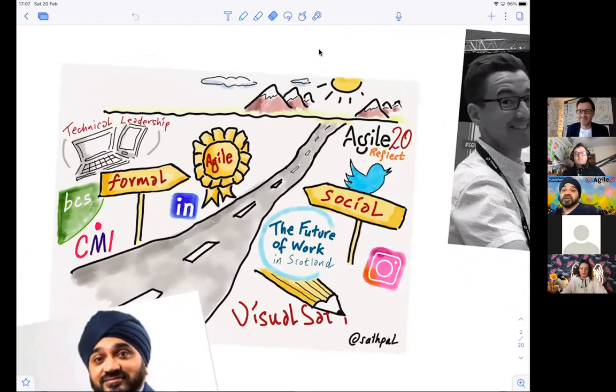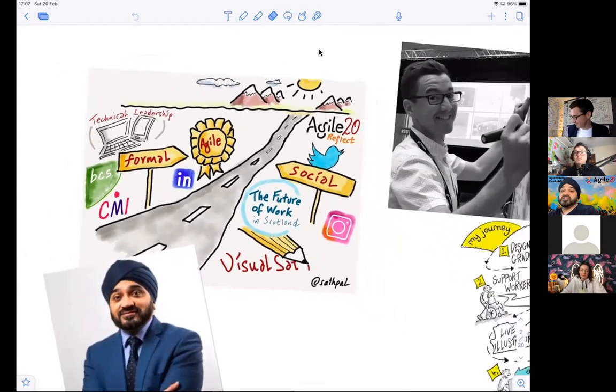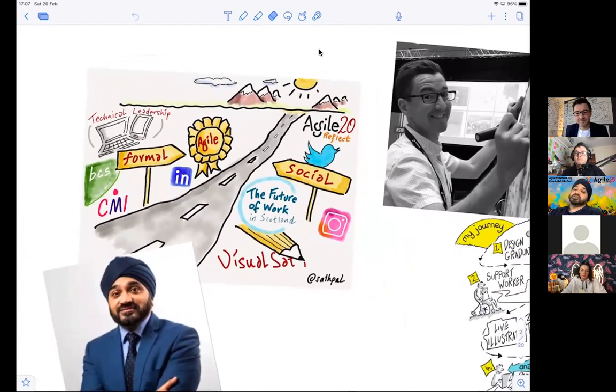I'm sure Stuart will touch on that type of idea later when we talk about visual thinking and visualization. So it summarizes my technology background. I've largely been in technology roles, technology leadership, my professional memberships, my commitment to Agile, and on the social side, the various things I'm involved in, my meetup group, my role in Agile20Reflect, and the fact that I visualize and have an Instagram feed called Visual Sath. So that's probably the best way to summarize that. But that's a visual summary of me.